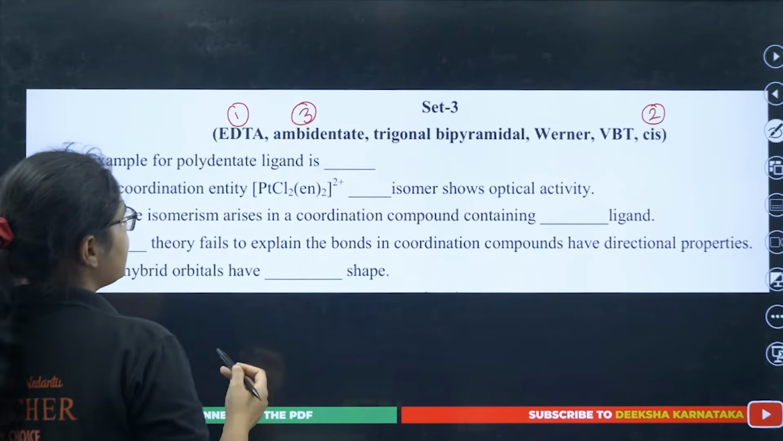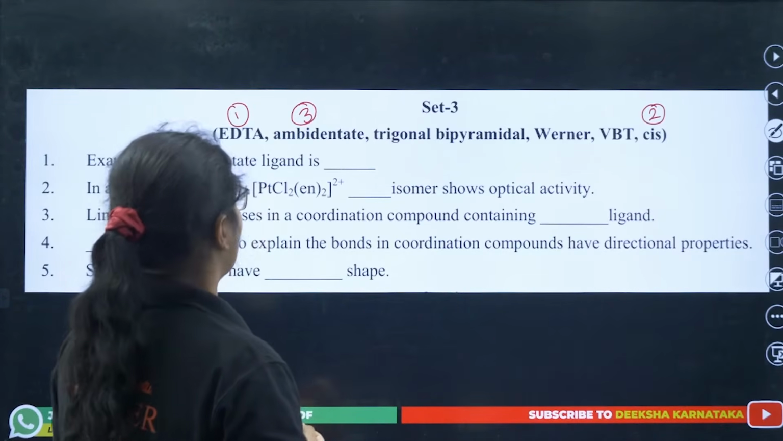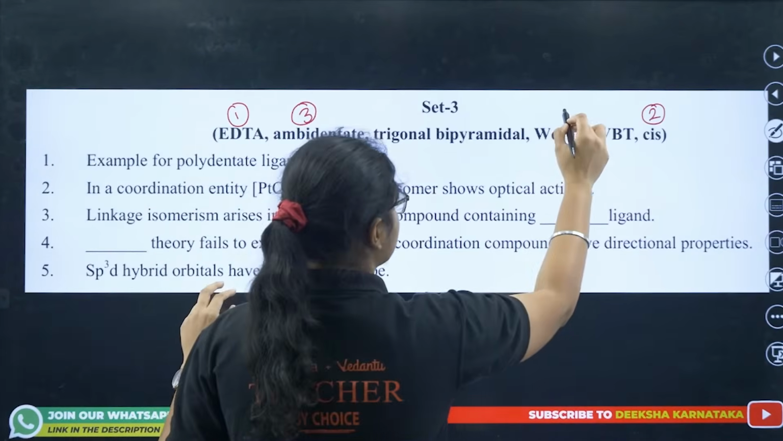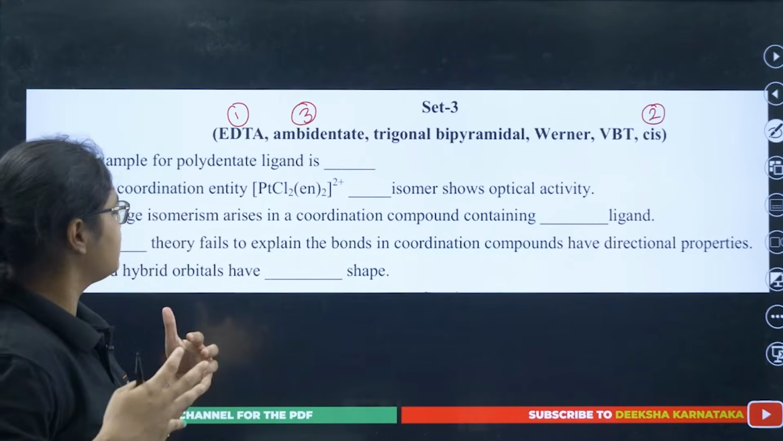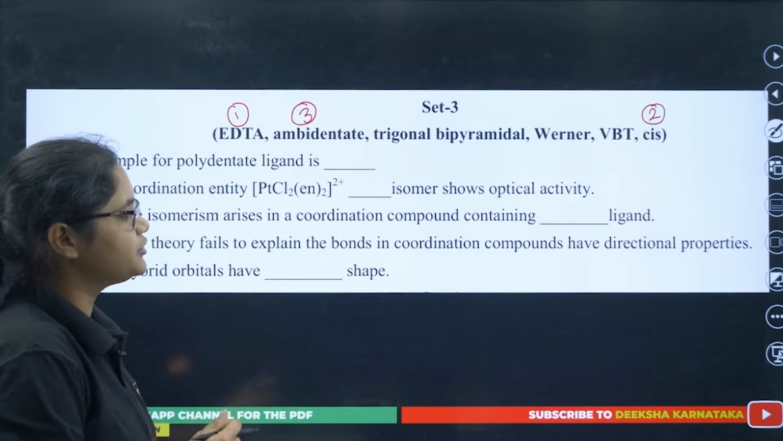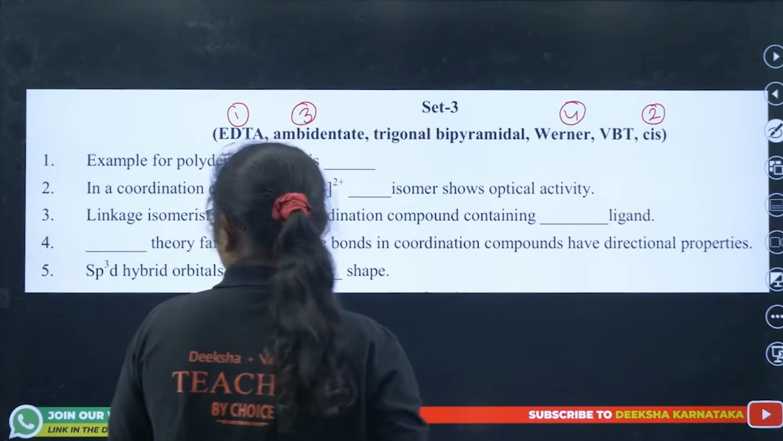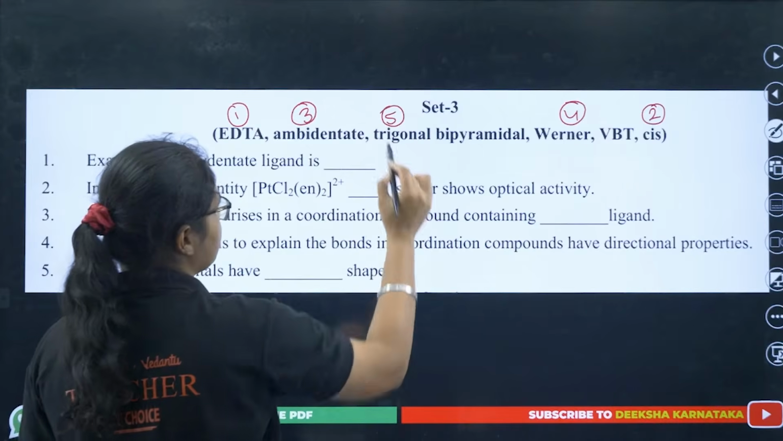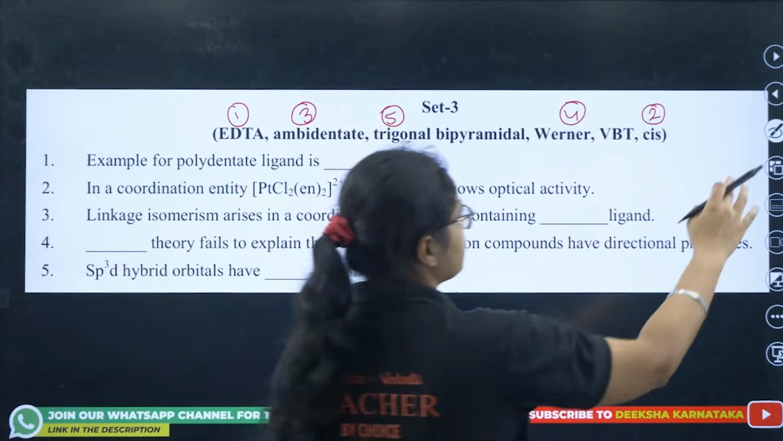Werner's theory fails to explain that the bonds in coordination compounds have directional properties. Number 4, that is your Werner's theory. Next, sp3d hybrid orbitals have trigonal bipyramidal shape. Option number 5, this one will be the answer.